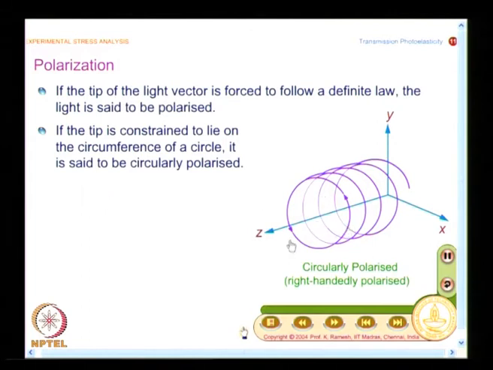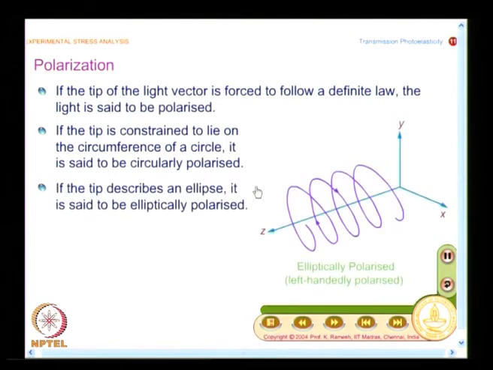You make a reasonable sketch of it. You do not have to put so many circles, just indicate that you have this as circularly polarized. And I can also have a very generic situation. Instead of a circle, if it is an ellipse, then I call this elliptically polarized. I have this in an elliptical fashion. So, our interest is to see what polarization is. The tip of the light vector is forced to follow a definite law. First we saw, when it is constrained to lie on the circumference of a circle, we call it circularly polarized. When the tip is constrained to follow an ellipse, I call this elliptically polarized.